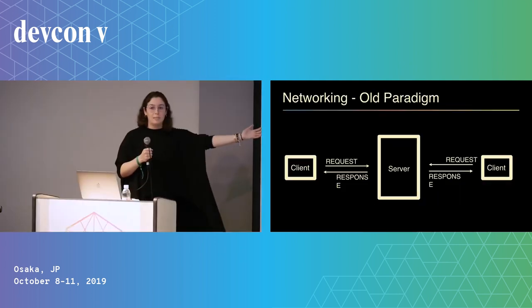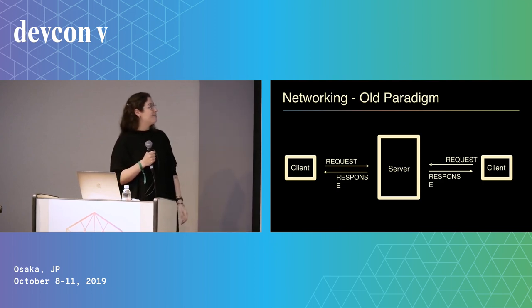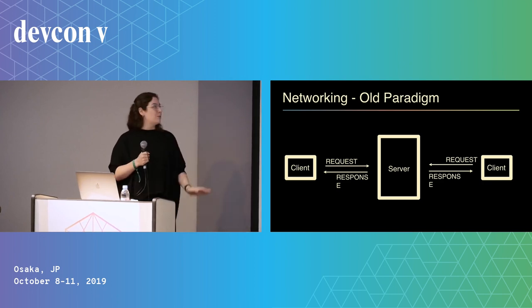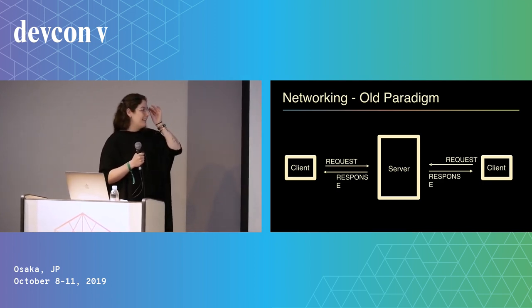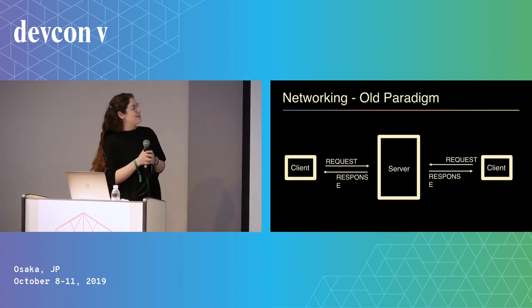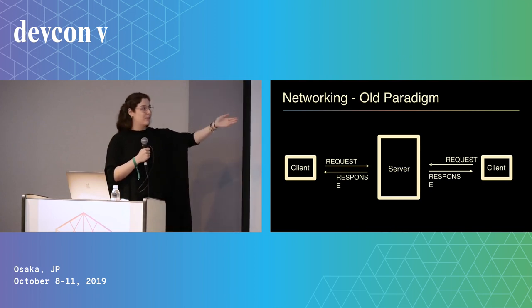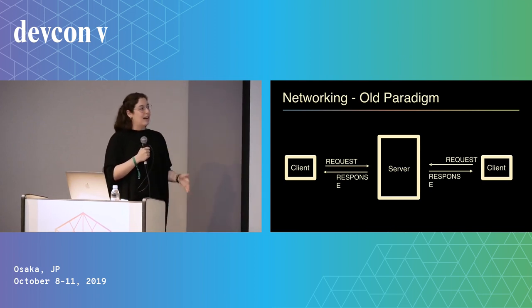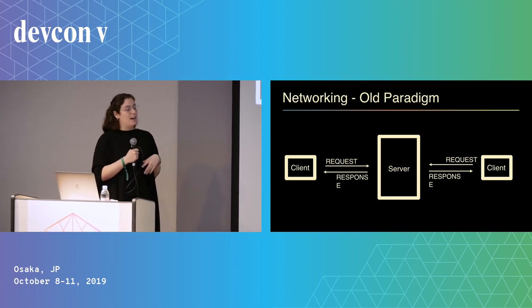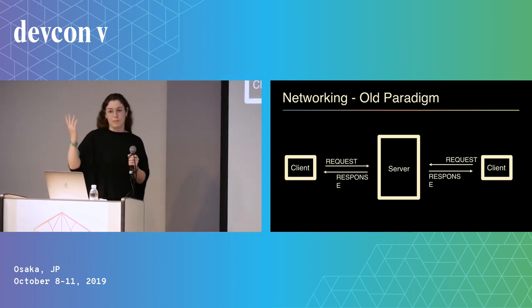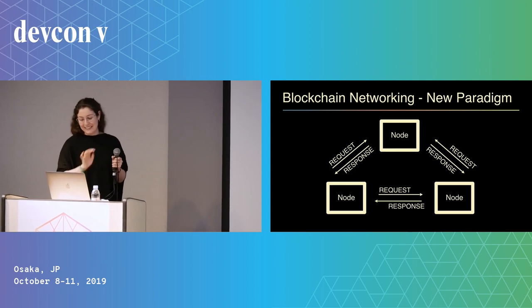So here we have everybody's favorite diagram, the old networking paradigm, right? Sorry, it's a little messed up. We just downloaded it to PowerPoint and didn't have time to fix this. But you have a client querying a server for information that it desires. The server acts as the centralized point of truth for that information, right? Everybody knows this model, that's why we're all here.